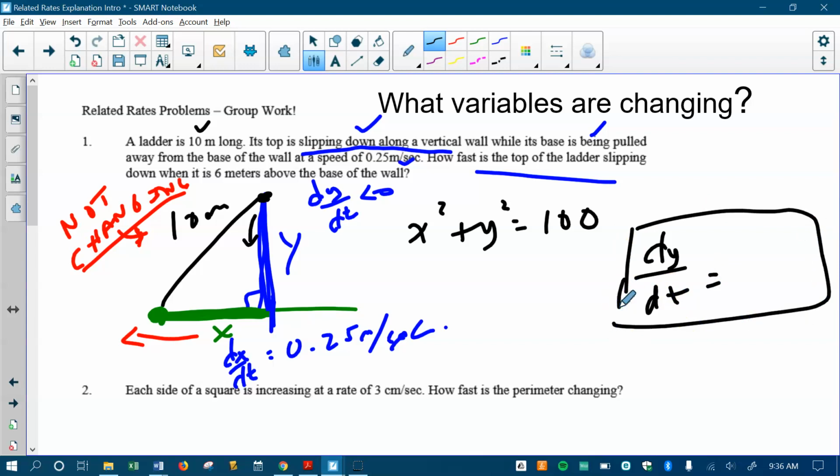When it is 6 meters above the base of the wall, that 6 is going to be used in our derivative. So what I would do is set up the equation, which I did, take the derivative with respect to time, and then plug in 6 for y. But out of curiosity, when y is 6, x is, I got 6 and 10. I'm sorry, not 10, 8. No extra credit.